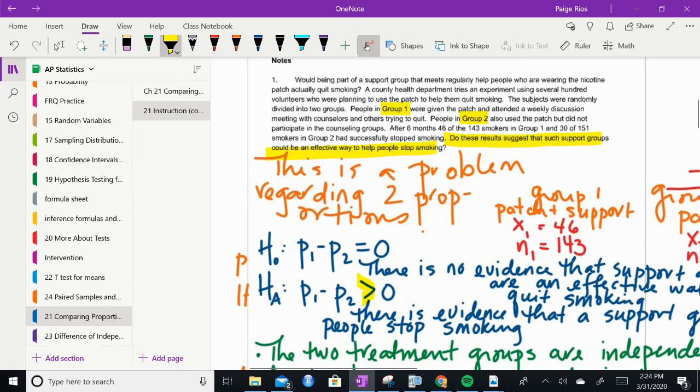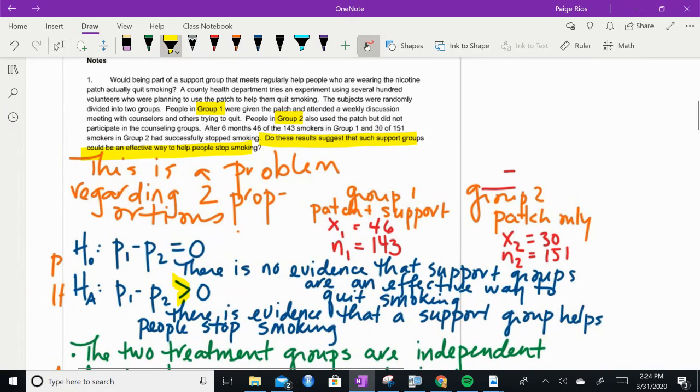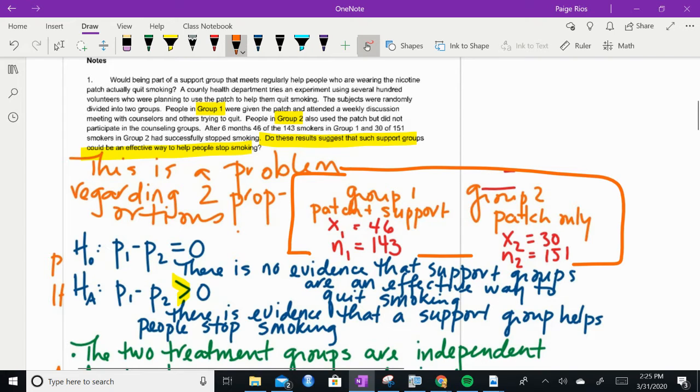So that means that this is going to be greater than, because I want the first group to be greater than the second group. When I go ahead and look at just organizing for communication, I really suggest, especially this year on the AP test, that you show as much as you can with organizing. So this right here is just organization, taking the numbers out of the problem. X is successes and N is sample size.